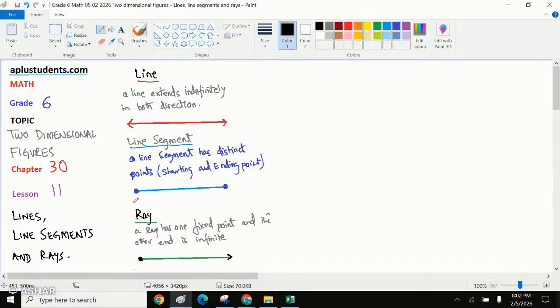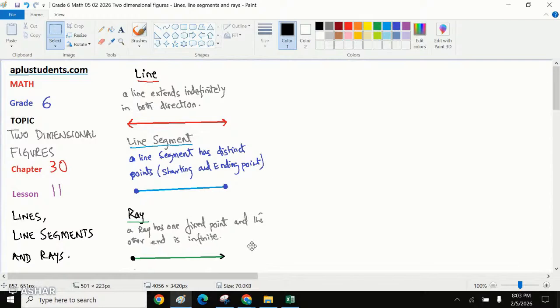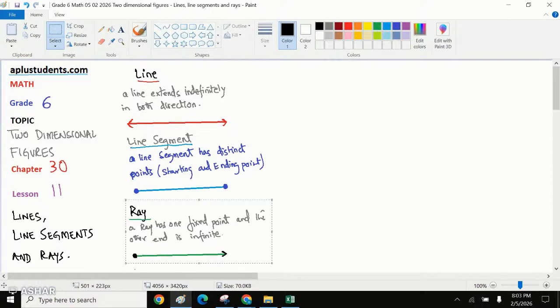So if we can differentiate between the line, line segment and ray, we'll consider the questions now and see what possibilities we have for the questions. Do we agree on this? Are we on the same page? Okay.